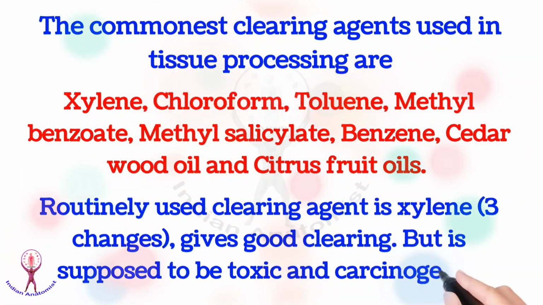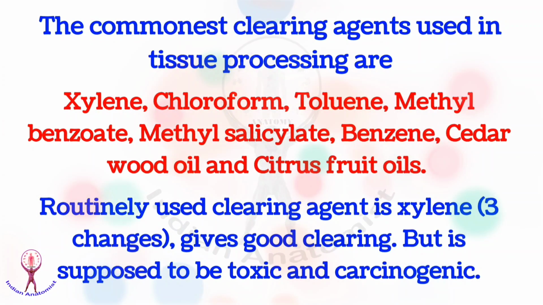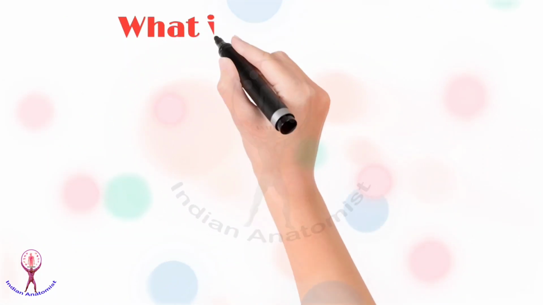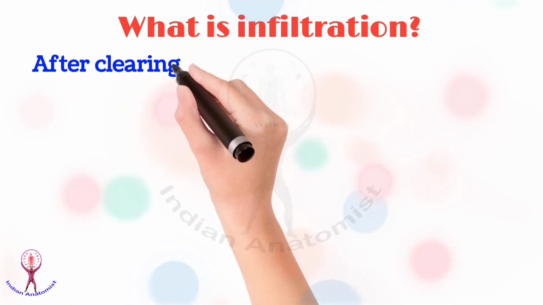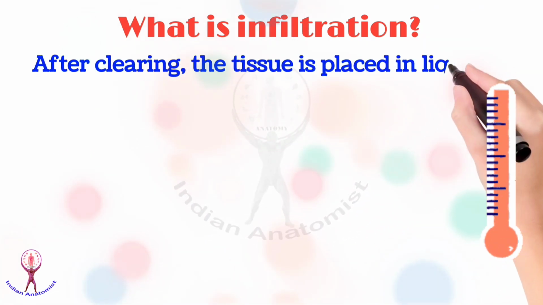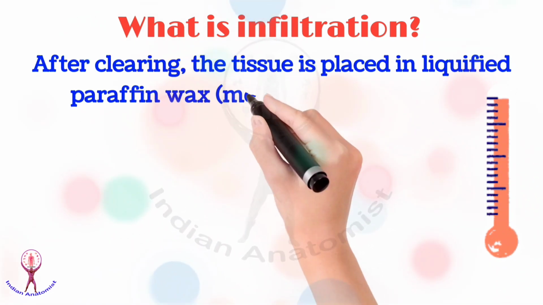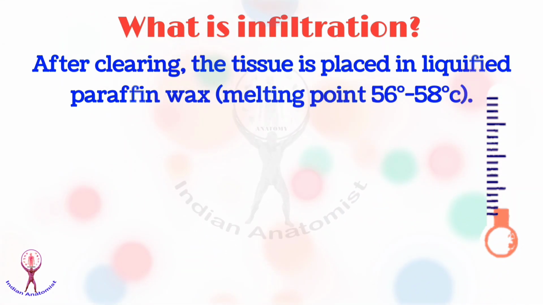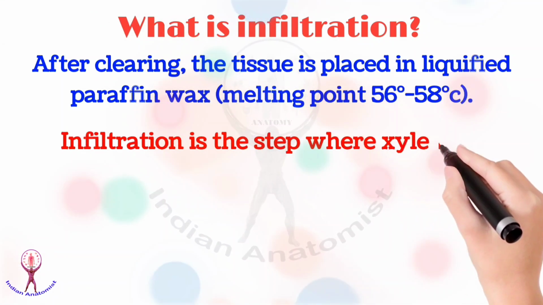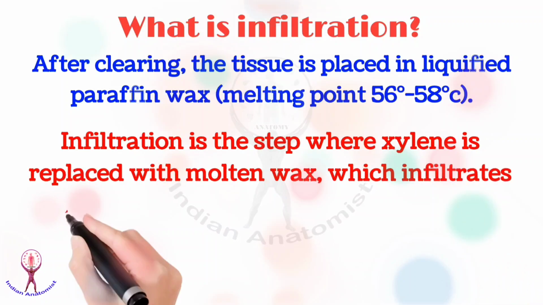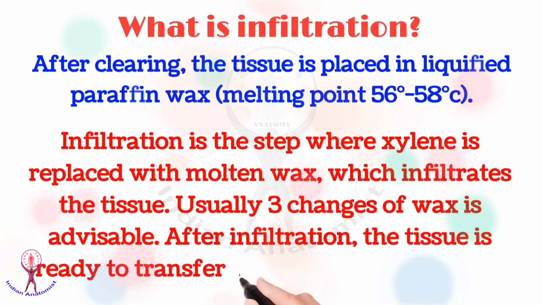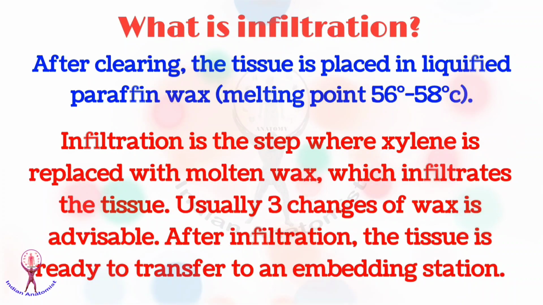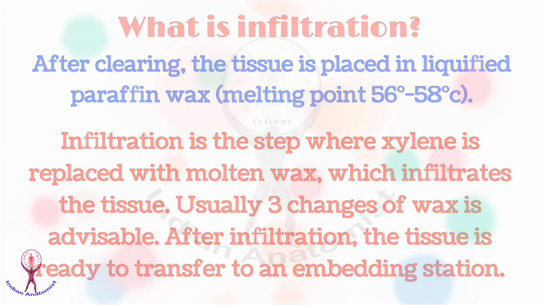Next, we are going to discuss the important step of wax infiltration. After clearing, the tissue is placed in liquefied paraffin wax, whose melting point is 56 to 58 degrees centigrade. Infiltration is the step where xylene is replaced with molten wax, which infiltrates the tissue. Usually, 3 changes of wax are advisable. After infiltration, the tissue is ready to be transferred to an embedding station.